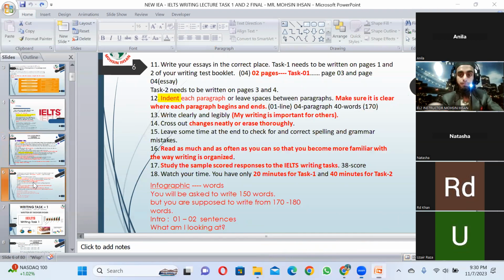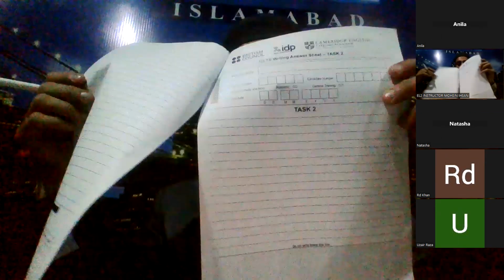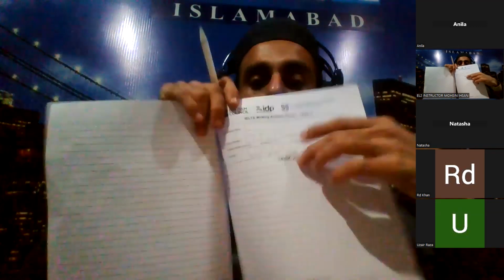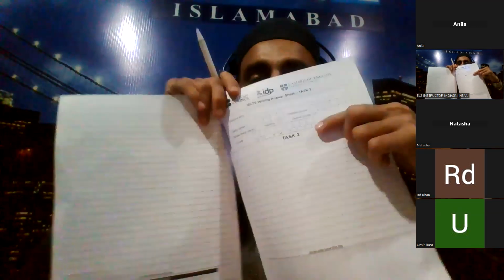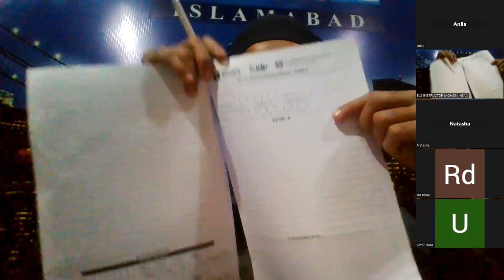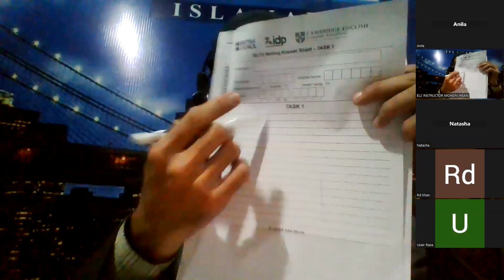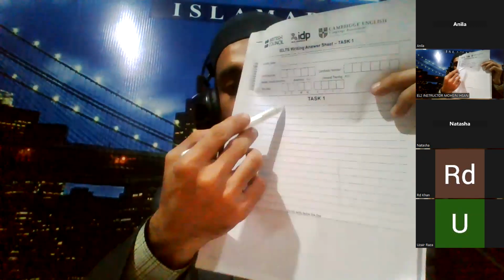Next, you must care about the right and correct places. These are 4 pages you can see in front of the screen. The essay must be written on the task 2 page, right? You can see here the word task 2. Now the essay must be written here on the task 2 page, and this is for your task 1, question number 1 in IELTS writing, right?